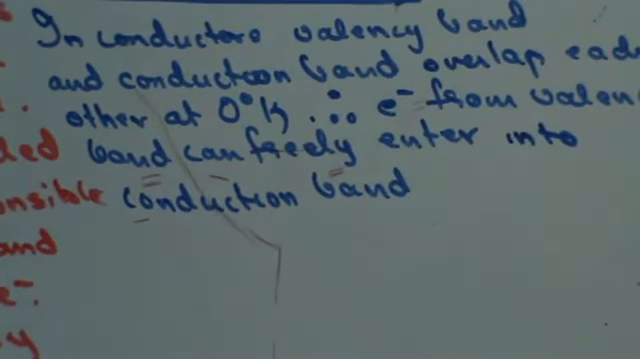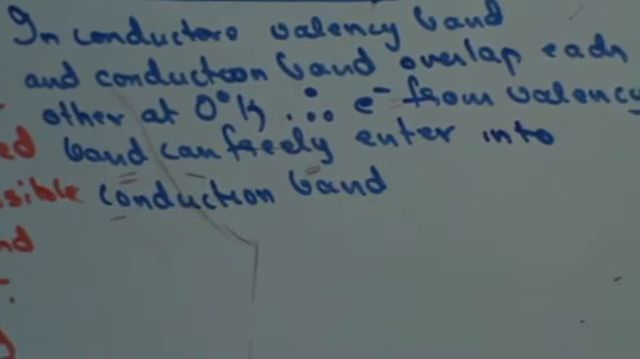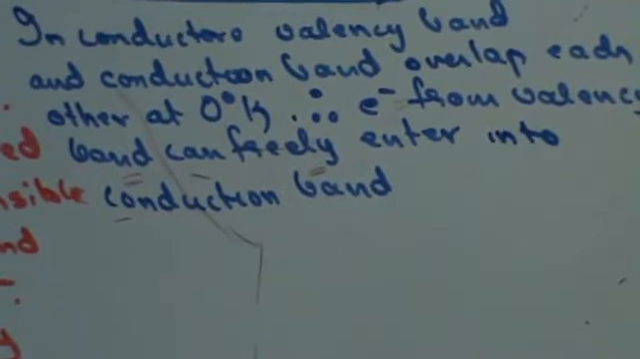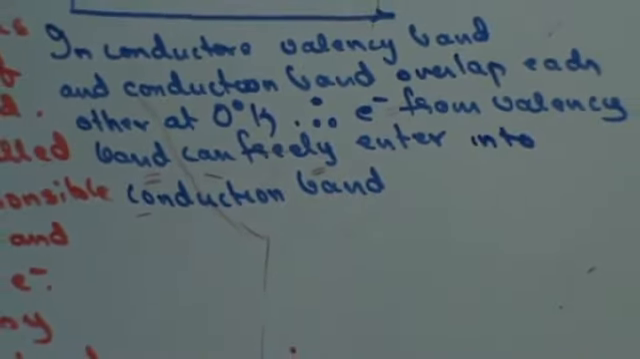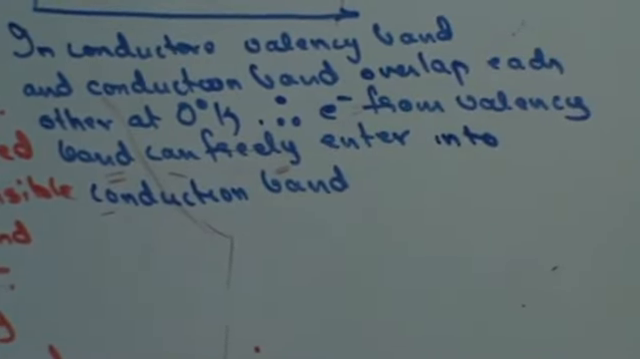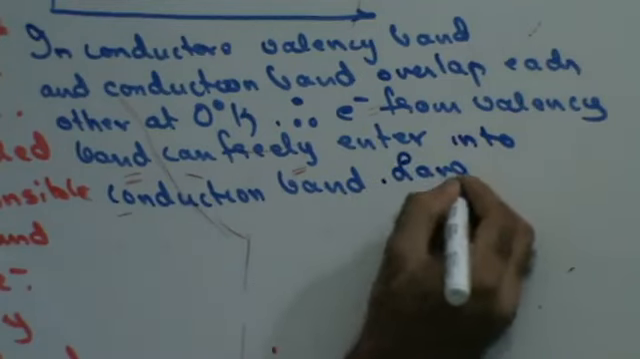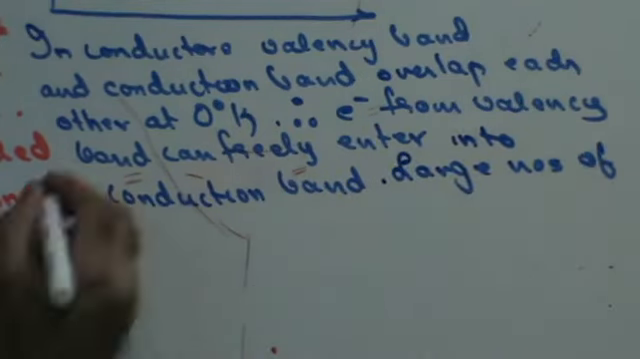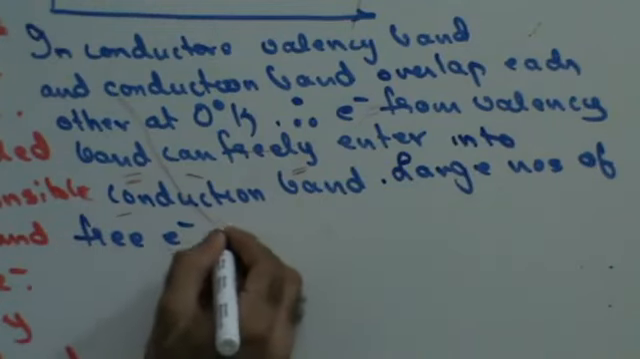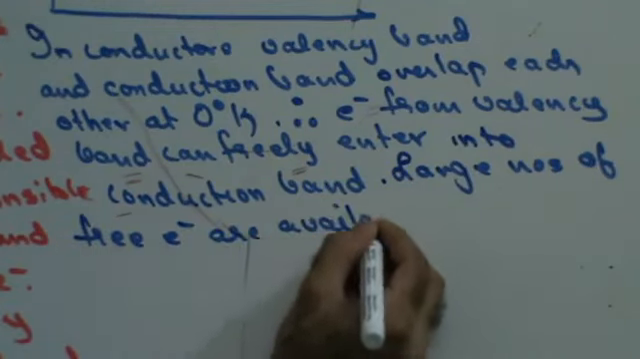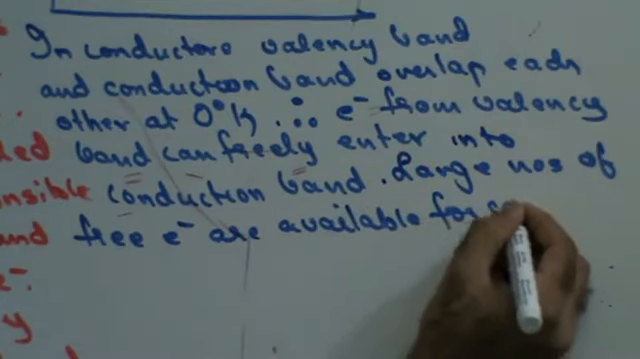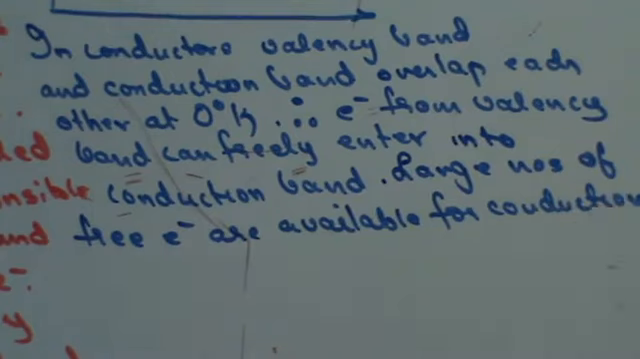Electrons from valency band can freely enter into the conduction band at zero. Hence, large number of free electrons are available for electric conduction. Since there are large number of free electrons in the conduction band, therefore large number of free electrons are available for conduction, right?